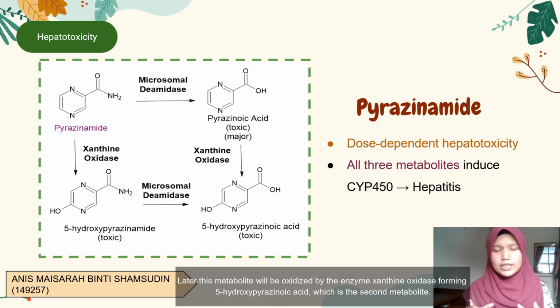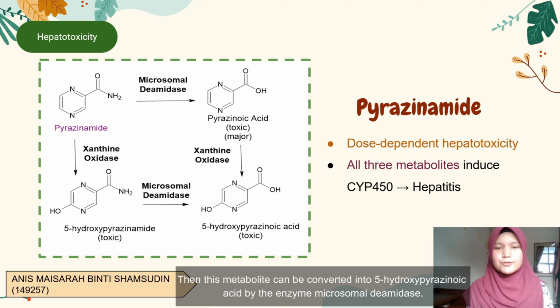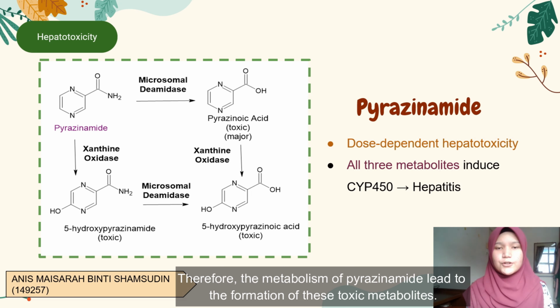Later, this metabolite will be oxidized by the enzyme xanthine oxidase to form 5-hydroxy pyrazinoic acid, which is the second metabolite. On the other hand, pyrazinamide also can be directly oxidized by the enzyme xanthine oxidase, forming 5-hydroxy pyrazinamide, the third metabolite. Then, this metabolite can be converted into 5-hydroxy pyrazinoic acid by the enzyme pyrazinamide deamidase. Therefore, the metabolism of pyrazinamide leads to the formation of these toxic metabolites.